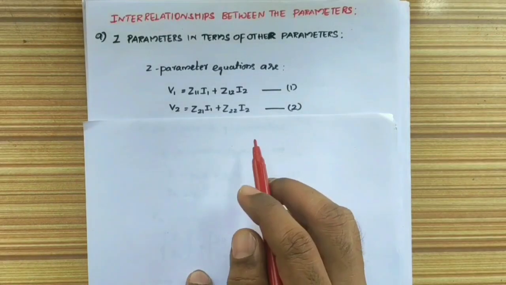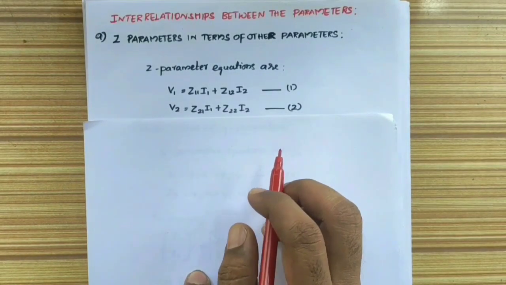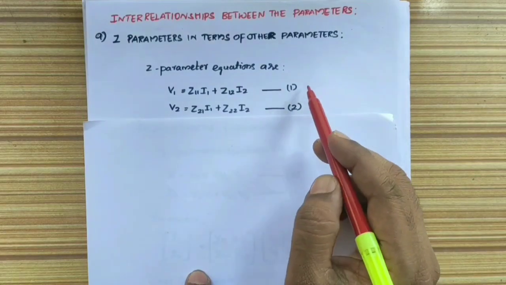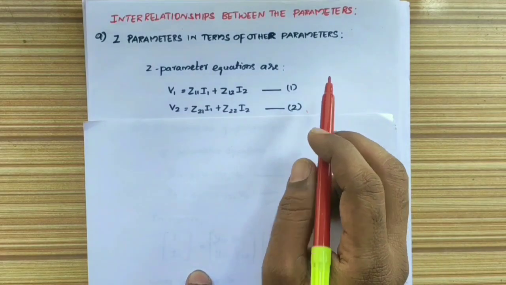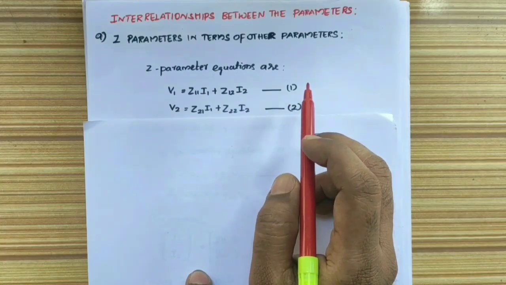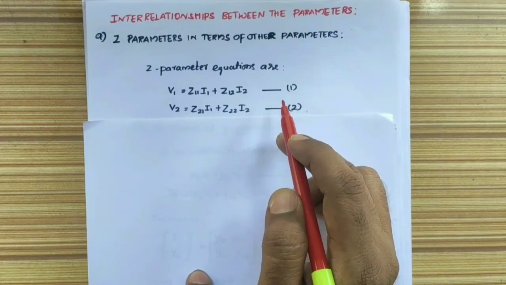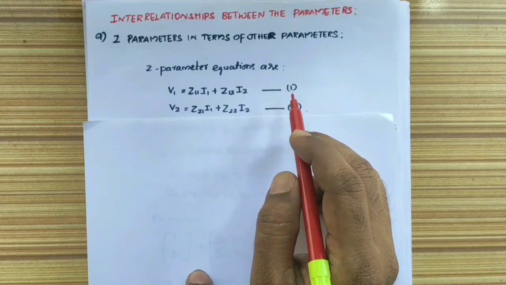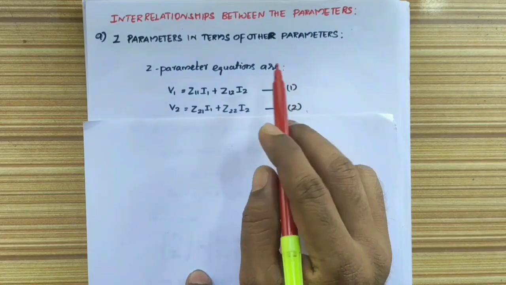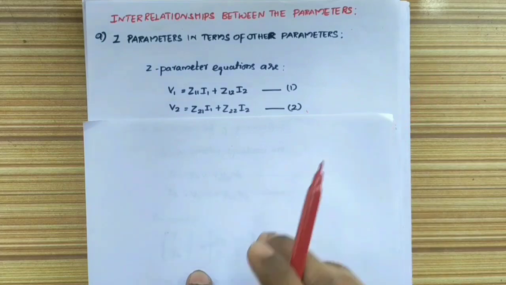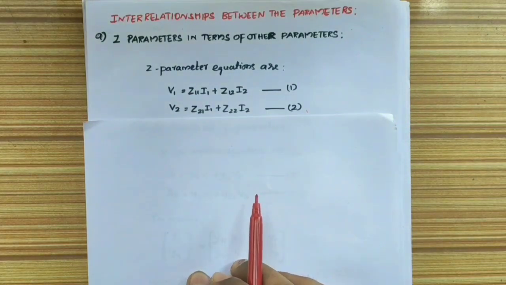First, we will write Z parameters in terms of other parameters. These two equations we have already derived in the previous lectures. They give the relationship between the input current and input voltage with the output current and output voltage using the Z parameters. The Z parameter equations are V1 equal to Z11 I1 plus Z12 I2. Similarly, the next equation is V2 equal to Z21 I1 plus Z22 I2.